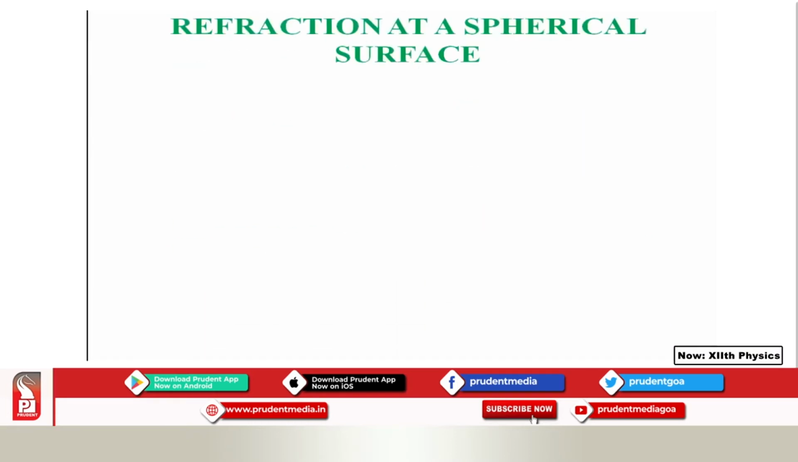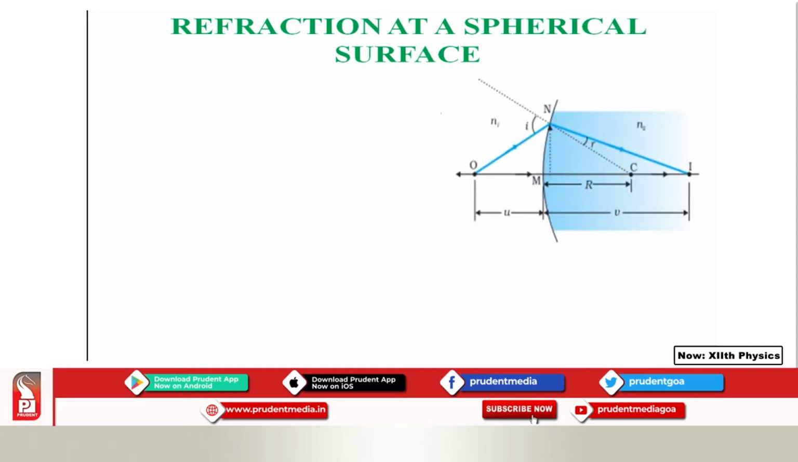Let us go ahead. Now we have got a small derivation for the refraction at a spherical surface. Here you have got the ray diagram. Listen carefully, students, because this derivation advances into the lens maker's formula, which will use the final expression from this one. Let me first explain the ray diagram.